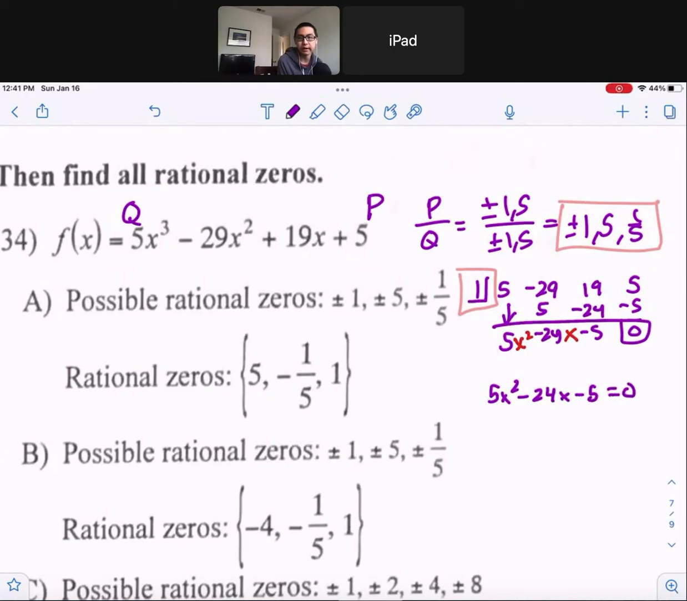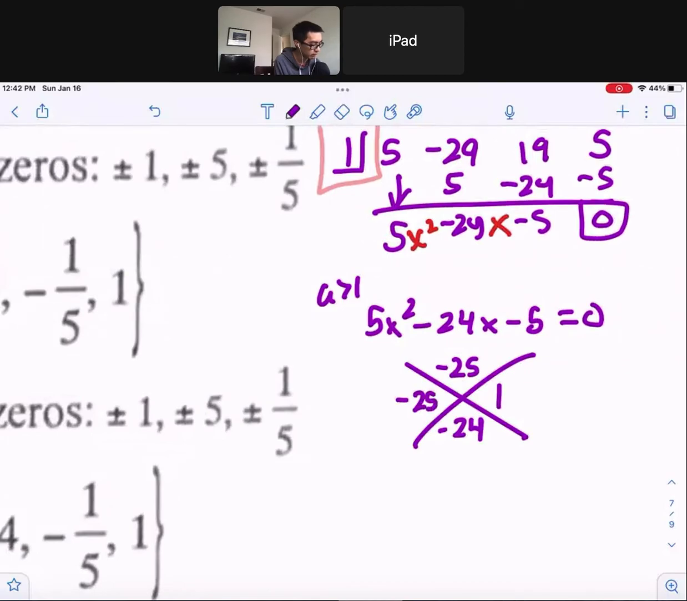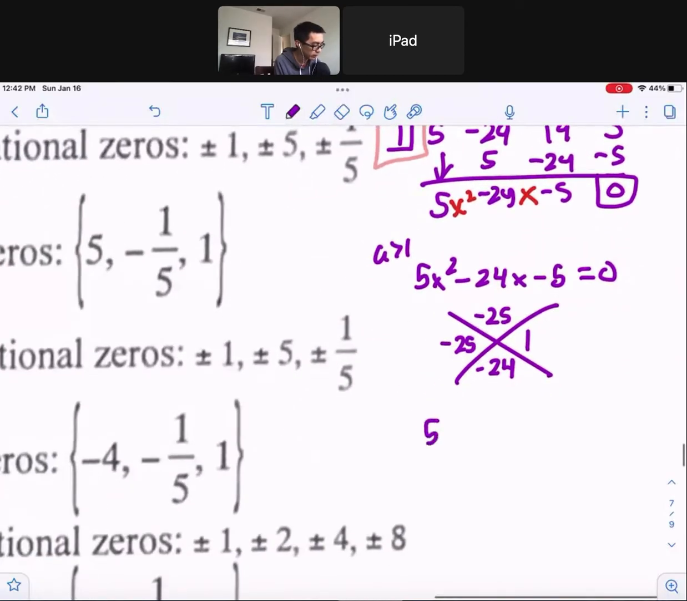And then you factor this and find your zeros by doing your a is greater than 1 method. 5 times -5 is -25. B term, -24. Two numbers that multiply to -25, but when added give you -24, that's -25 and 1. But since a is greater than 1, we have to do our factoring by grouping.